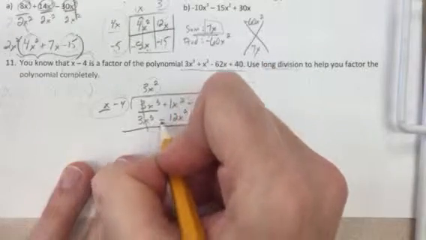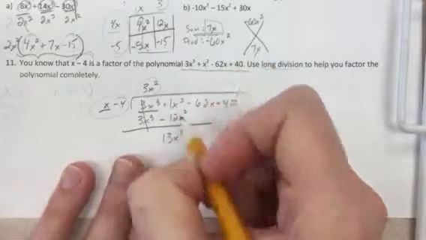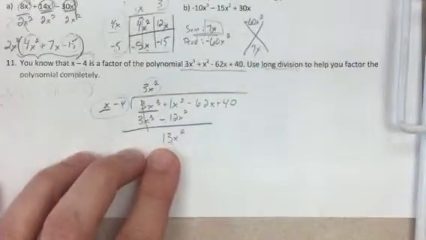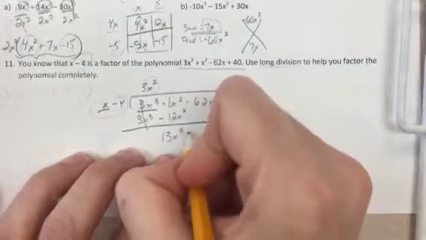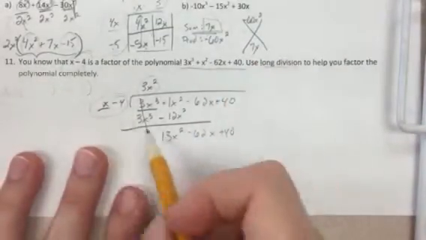1x squared minus negative 12x squared is actually positive 13x squared. Don't forget, subtracting a negative is the same thing as adding a positive. So I subtracted down and now I bring the rest down. Now I do the same process again.